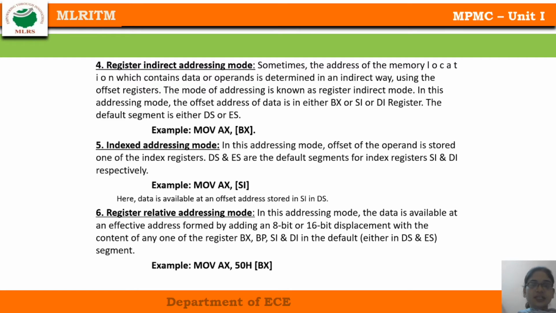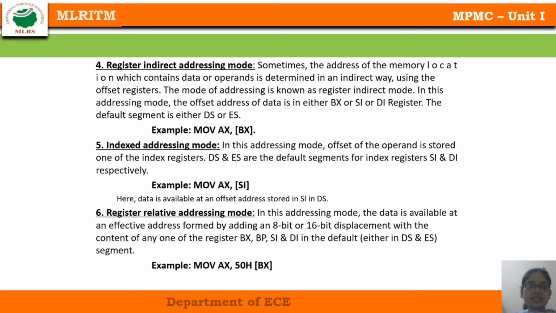Index addressing mode. In this addressing mode, the offset of the operand is stored in one of the index registers. DS and ES are the default segments for the index registers SI and DI respectively. For example, MOV AX, [SI]. Here data is available at the offset address stored in SI in DS. We calculate the physical address using DS multiplied by 10H plus the content of SI.